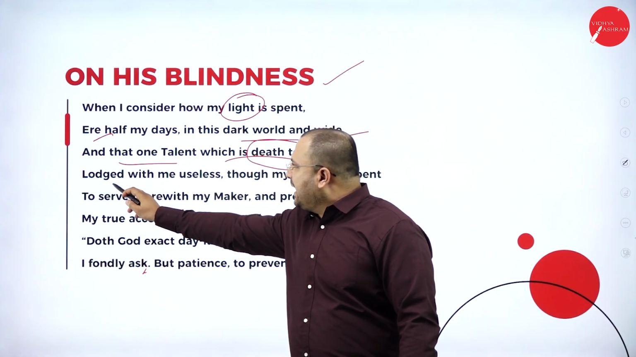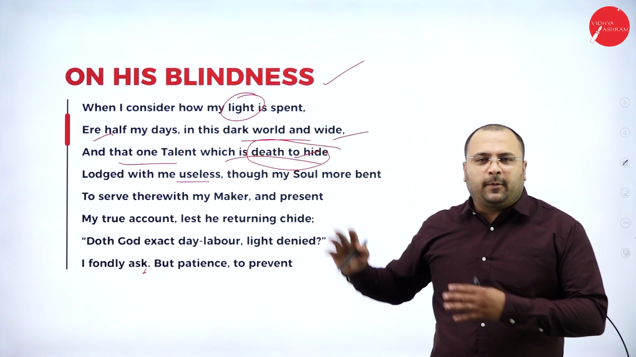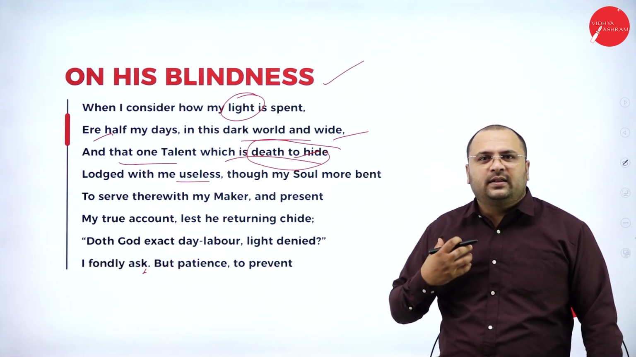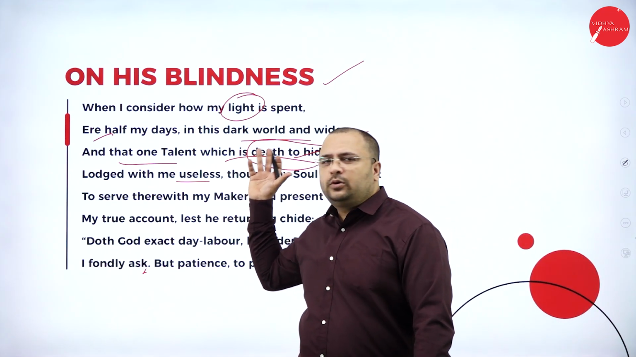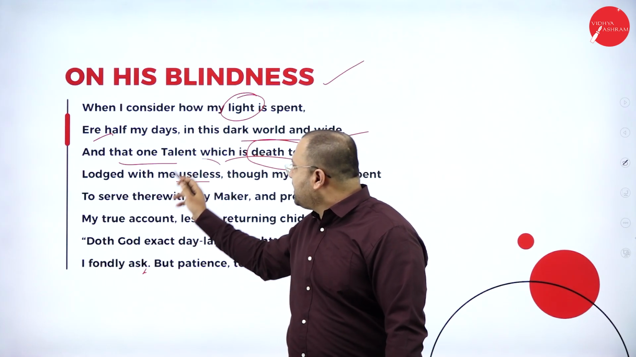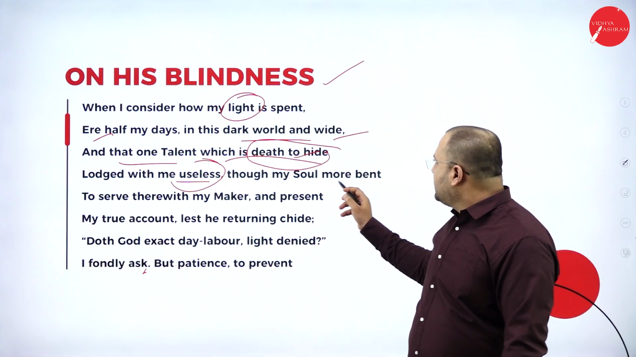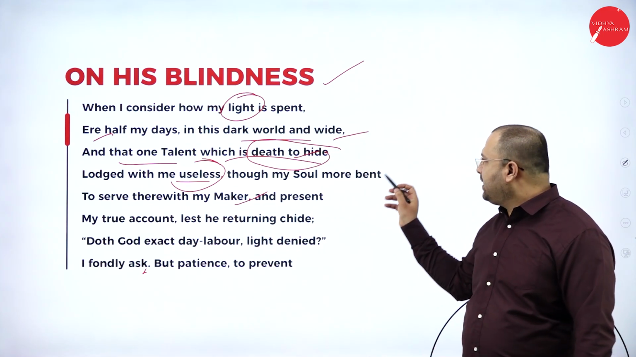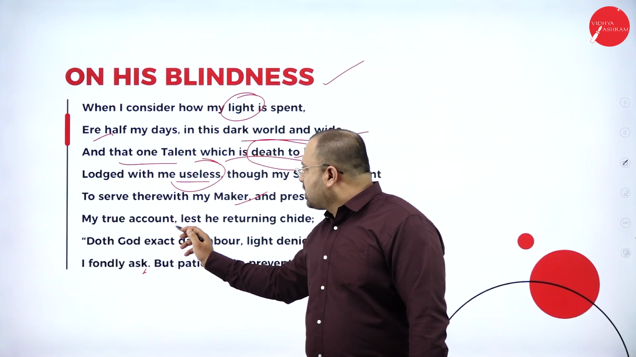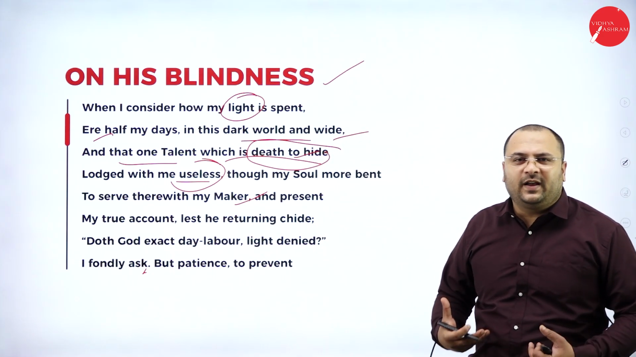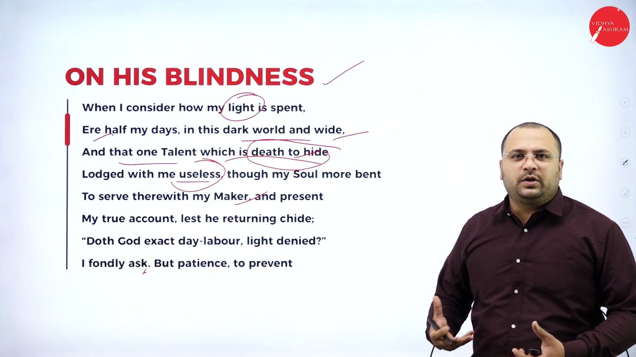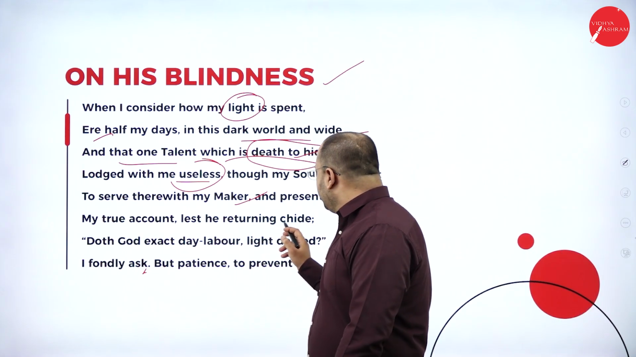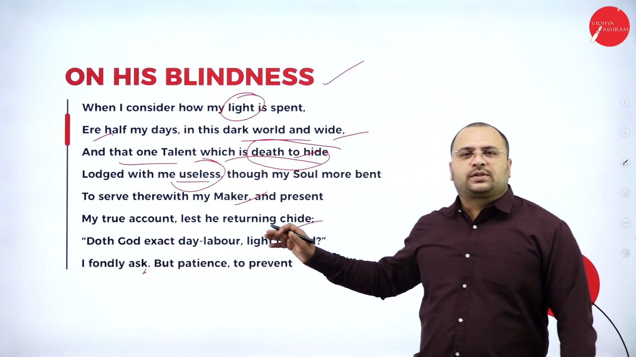He says, and that talent is lodged with me useless right now because the poet is losing his eyesight. He says, I have a talent and I don't want to hide it. If I hid it, then it is like death. But I don't want to do that. I want to use it. But now it has become useless because I'm losing my eyesight. "Though my soul is more bent to serve therewith my Maker," though I want to serve my Maker, that is God, "and present my true account." I want to present my true account, my thoughts, my feelings to God. I want to use this talent, but it has become useless. Why? Because he was going blind. "Lest he returning chide." And still God wants to scold me, punish me.